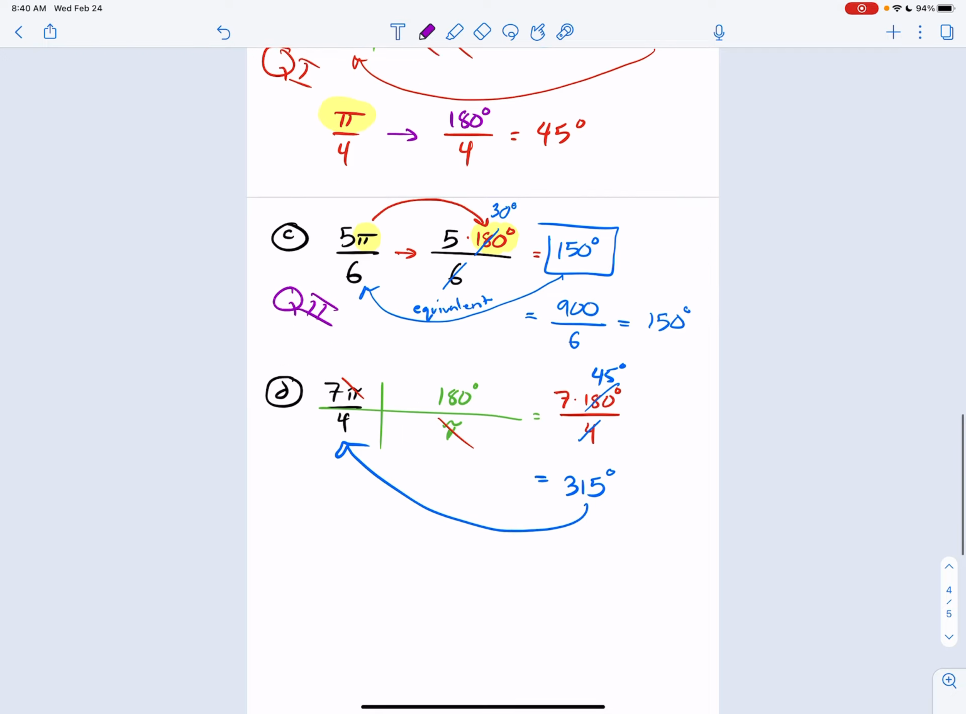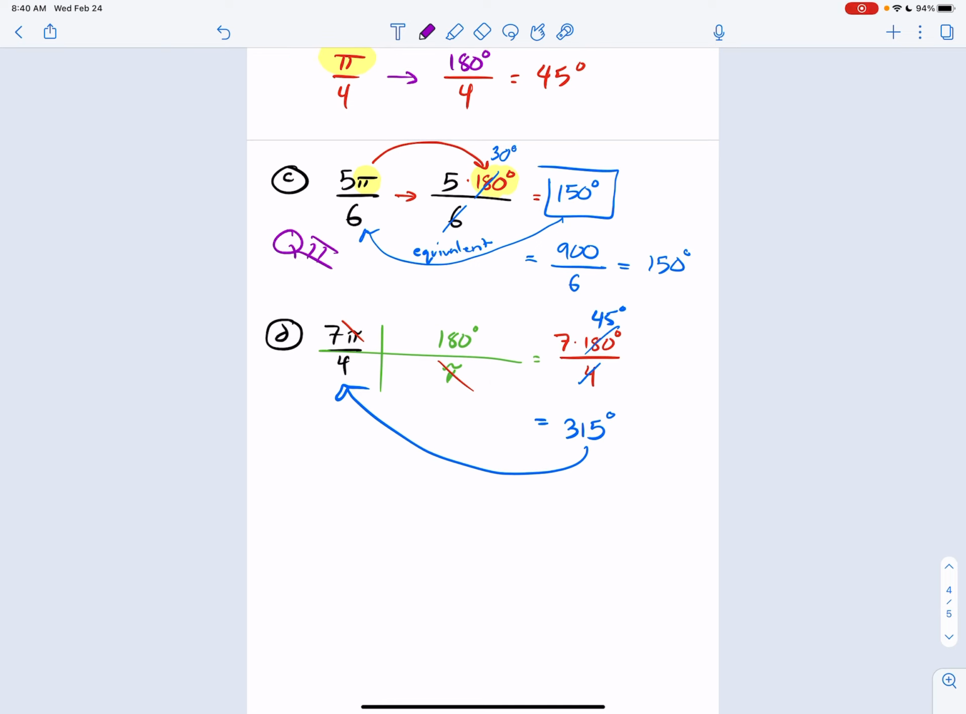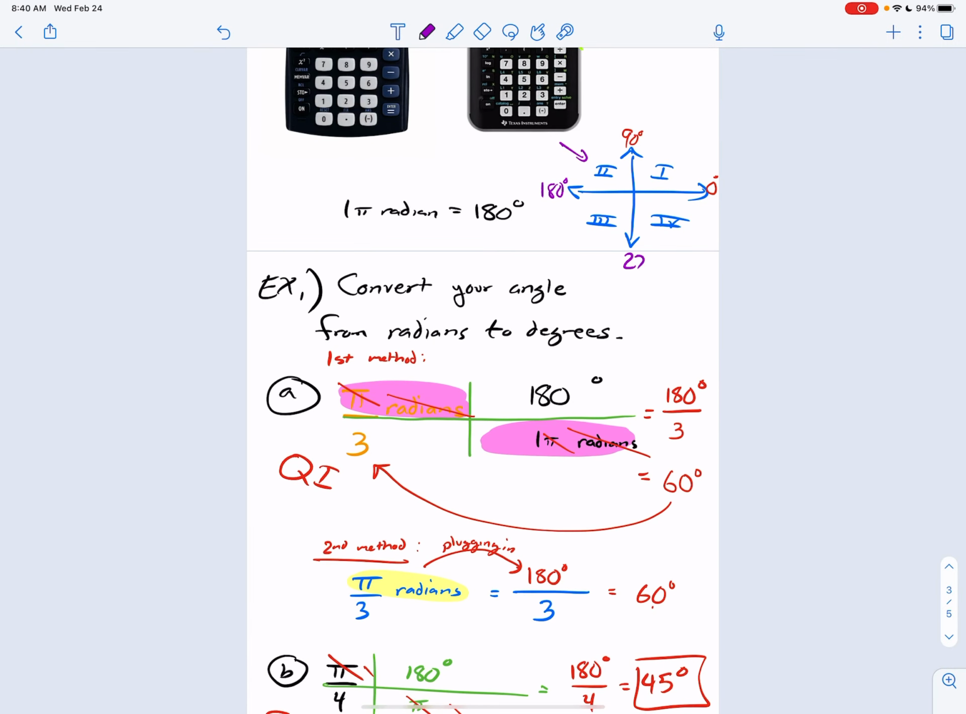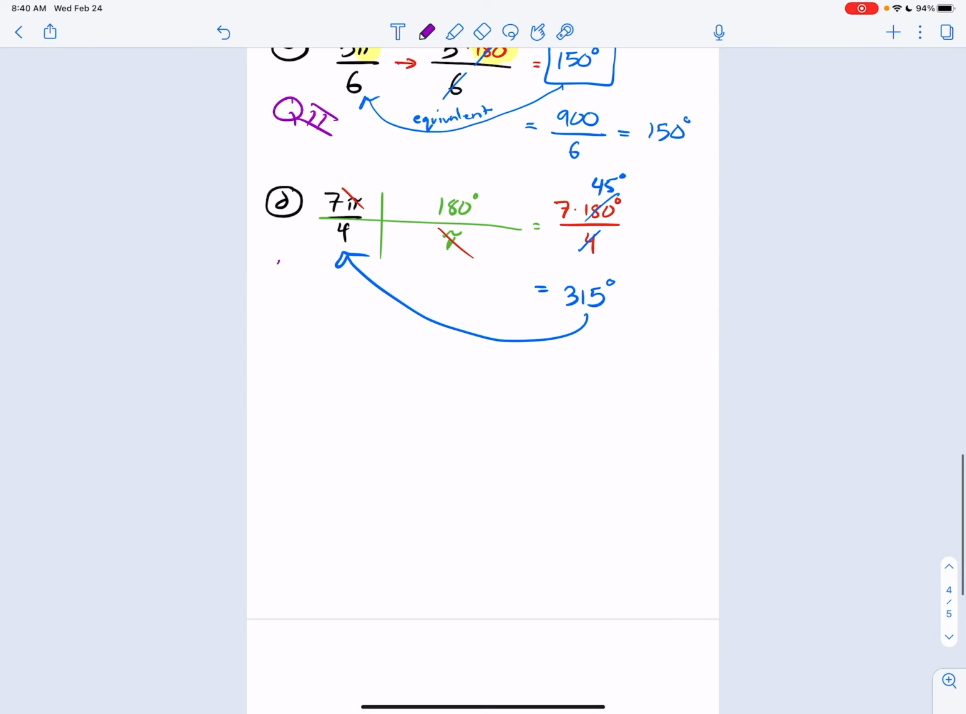Okay? In part D, 7 pi over 4 actually came out to 315 degrees, which is somewhere in between 270 and 360. So you're somewhere in quadrant 4. Okay, so that means 7 pi over 4 comes out in quadrant 4. Okay?